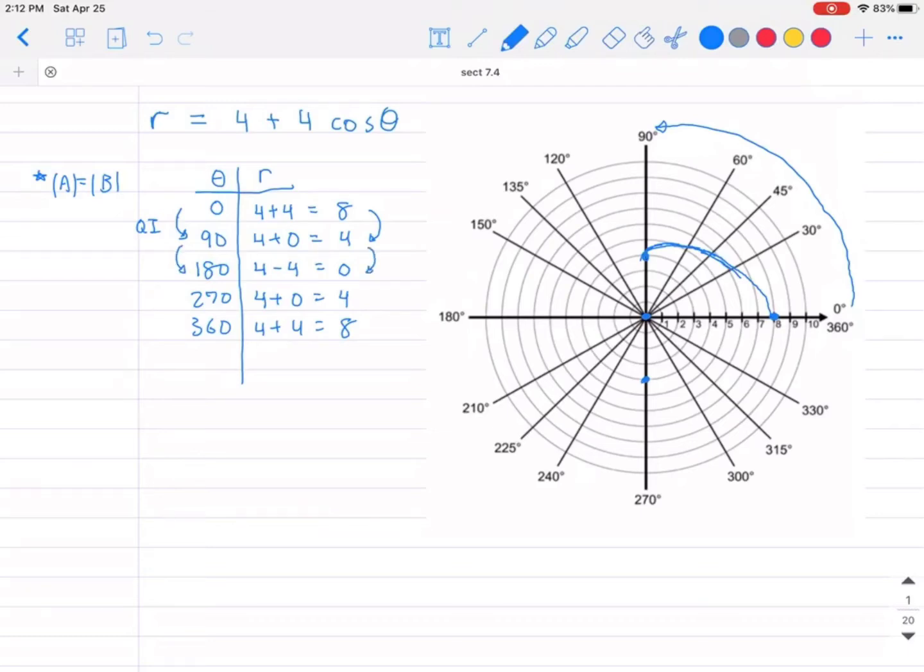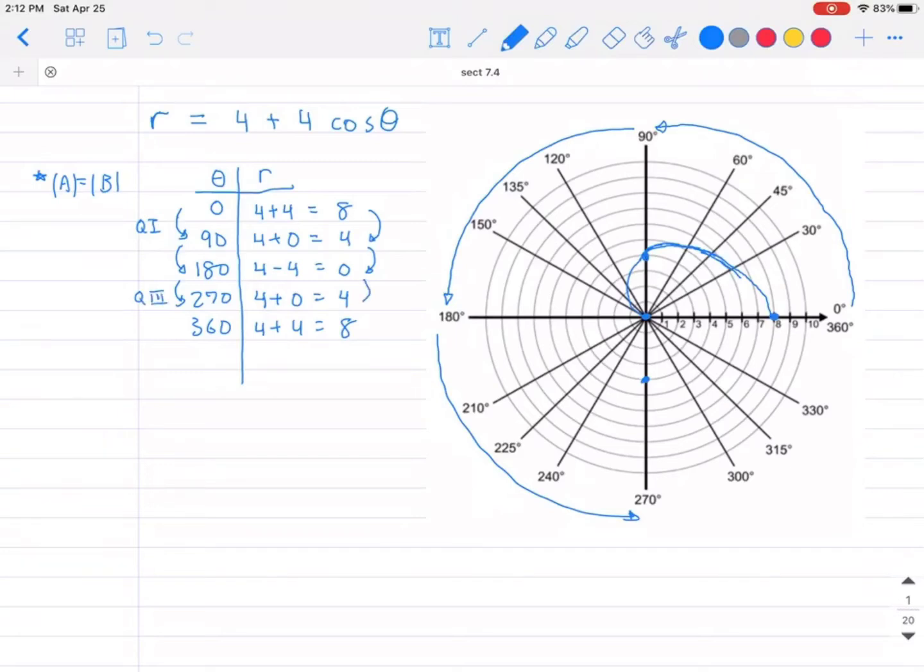Then from 90 to 180 degrees, your radius is going to go from 4 to 0. So from 90 degrees going down to 180 degrees, your radius is going to get smaller and smaller such that eventually you get to the pole. Graphically, you can see that it's going to go inward like the following.